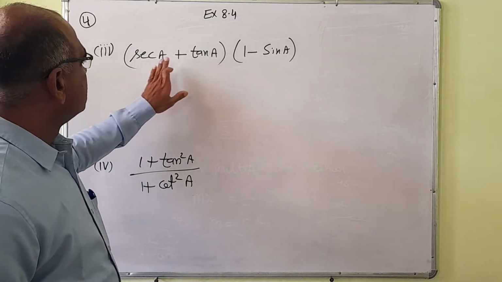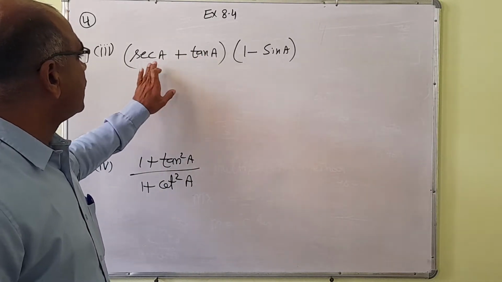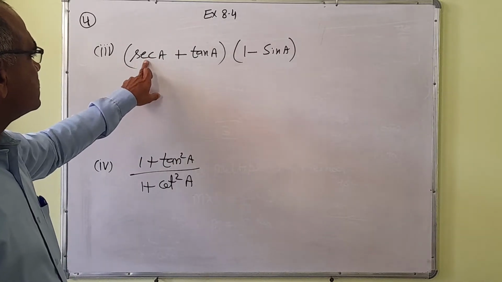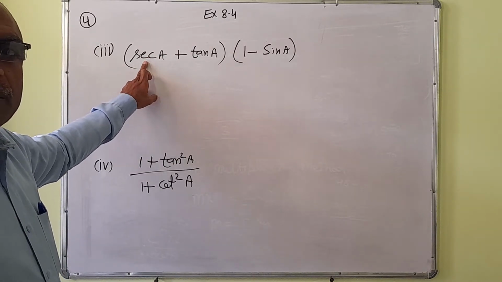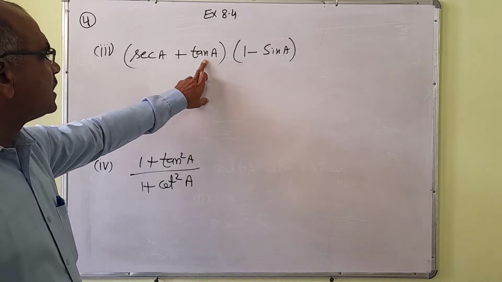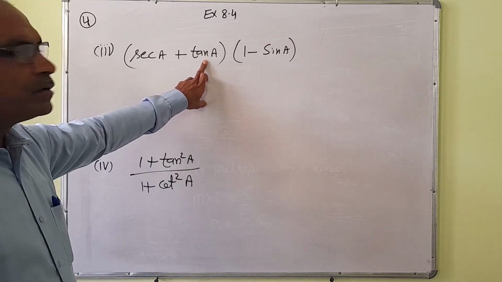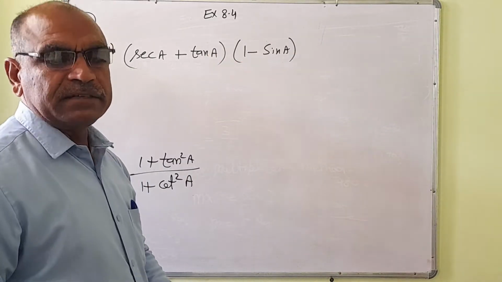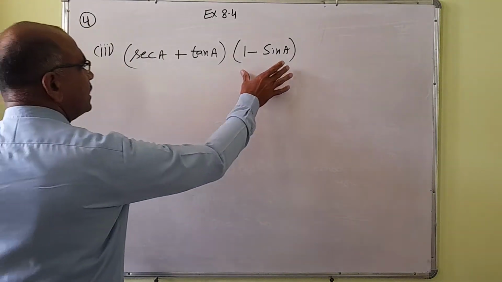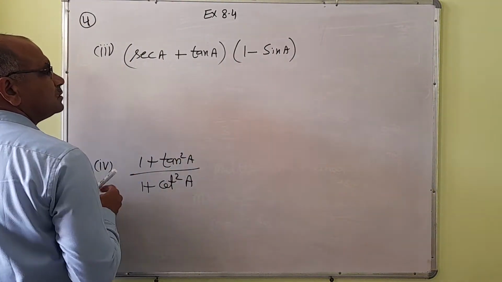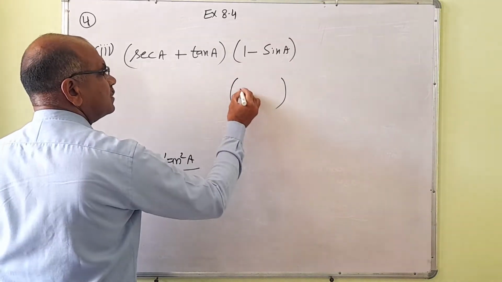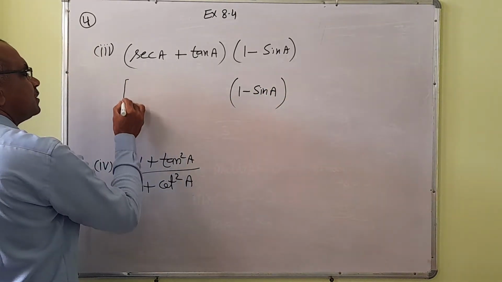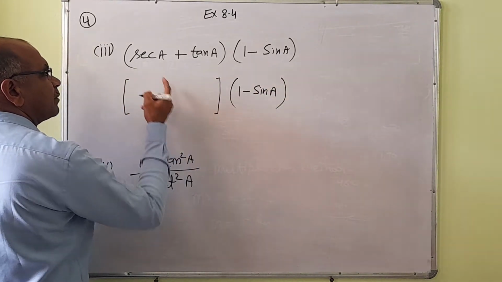You can see sec A and tan A are breakable terms. Sec A has a simple formula, 1 upon cos A. Tan A has sin A upon cos A. This is already in lowest terms, sine, so there is no need to break it. You can copy it in the second step. But both of these terms are breakable.